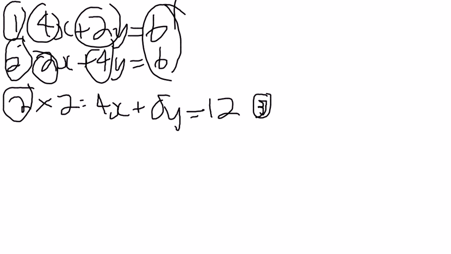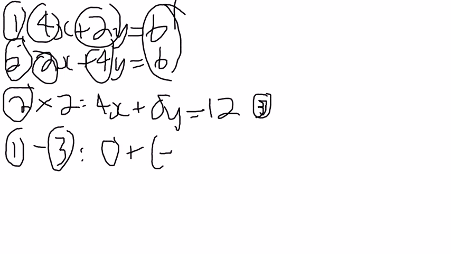Now we can do 1 minus 3 to isolate y. So 1 minus 3. That equals, well, 4x minus 4x is 0, plus 2y minus 8y, which is negative 6y.